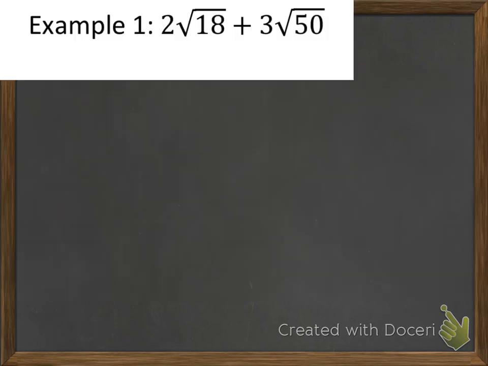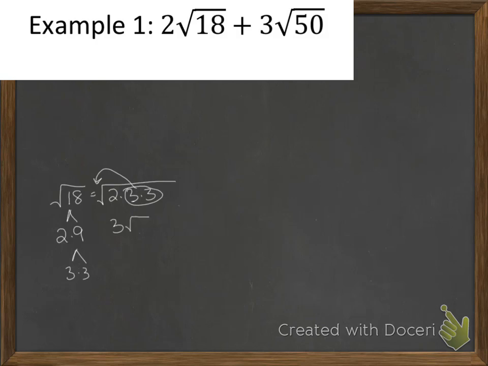Alright, let's look at example 1. This one says 2 square roots of 18 plus 3 square roots of 50. At first inspection, it's clear that the square root of 18 and the square root of 50 are not the same. But let's see if we can do a little bit of magic and simplify it so that there are things we can combine. Remember, in the last section, we learned how to simplify square roots. So the square root of 18 is equal to the square root of 2 times 3 times 3. There's a pair of 3's in this case, so we can rewrite the square root of 18 as 3 times the square root of 2.